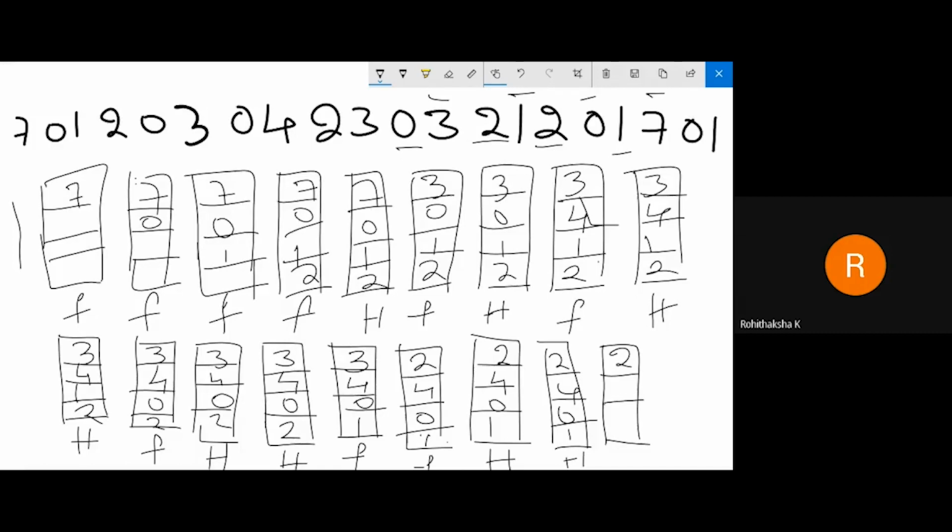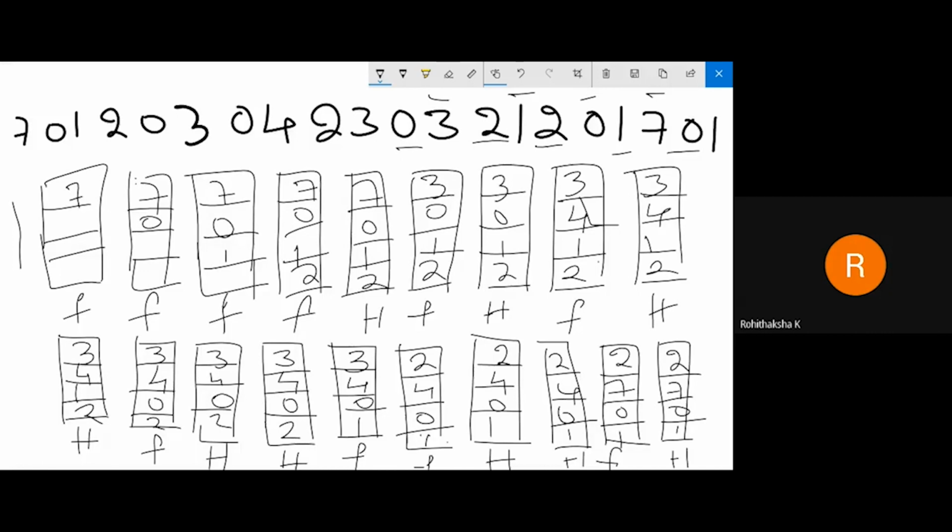Now 4 is replaced with 7, and the remaining 2 stays in its location as it is. So now I'll say it is a page fault. The next string we are taking is 0. 0 is already present, so no need to worry. I'll take it as 2 7 0 1, and I'll say hit.